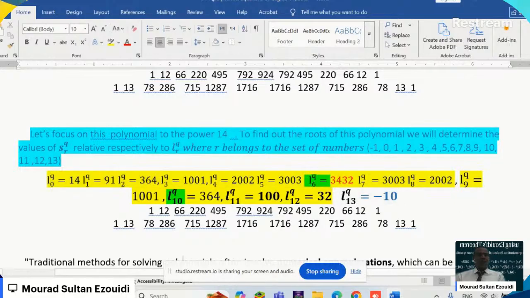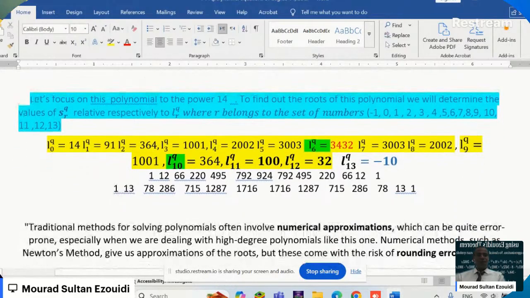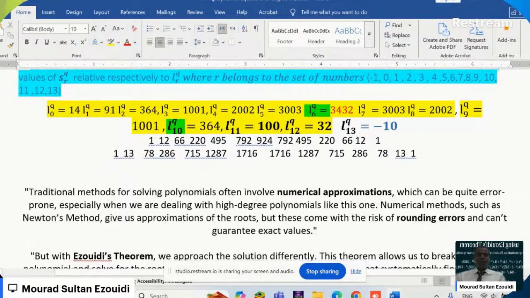So here we start by saying the following. Traditional methods for solving polynomials often involve numerical approximation, which can be quite error-prone, especially when we are dealing with a high-degree polynomial equation like this one. Numerical methods here, such as Newton's method, give us approximations of the roots, but these come with the risk of rounding errors and can't guarantee exact values.